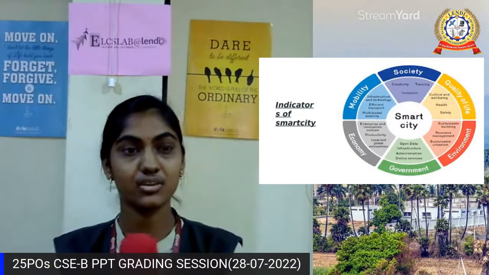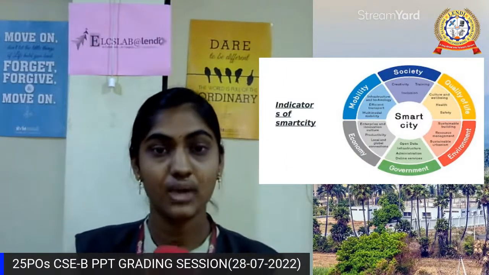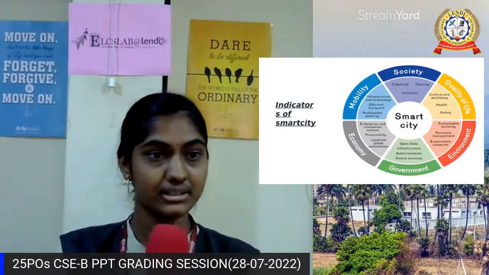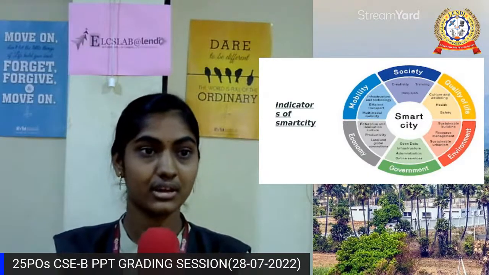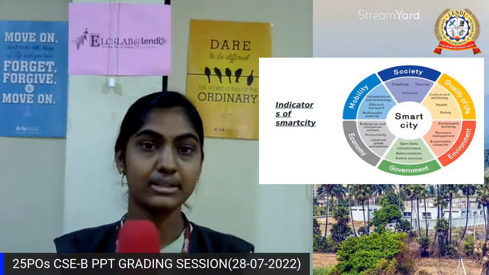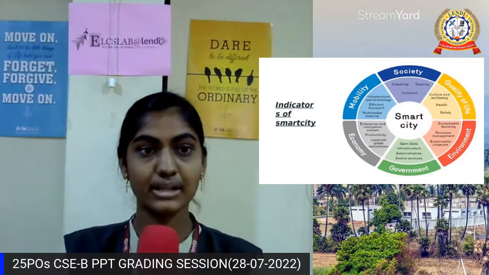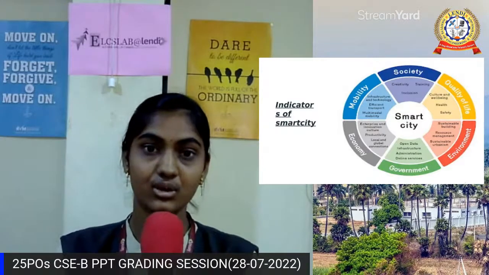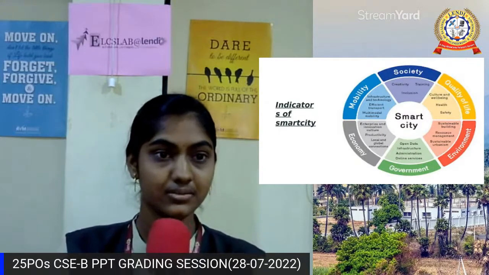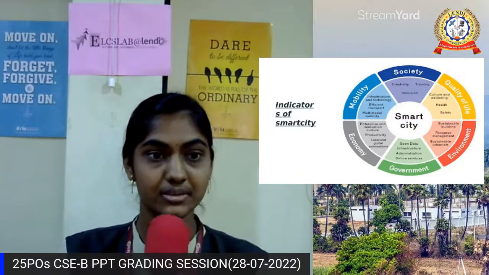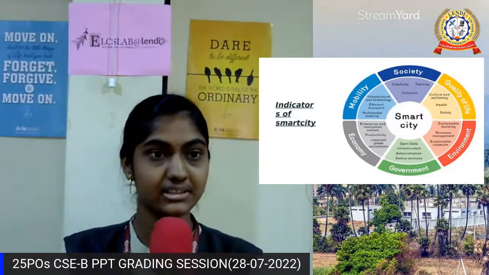Some of the indicators of a smart city are quality of life, environment, government, economy, and mobility. Mobility means having smart transportation. Quality of life means having a healthy and eco-friendly ecosystem. Environment means sustainable urbanization.